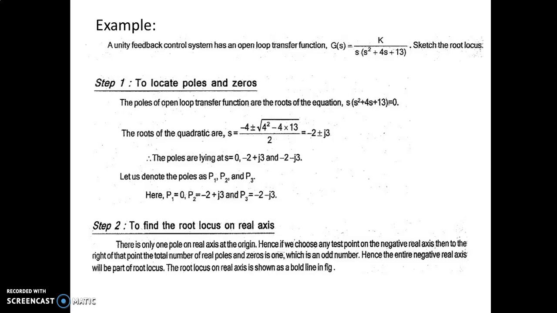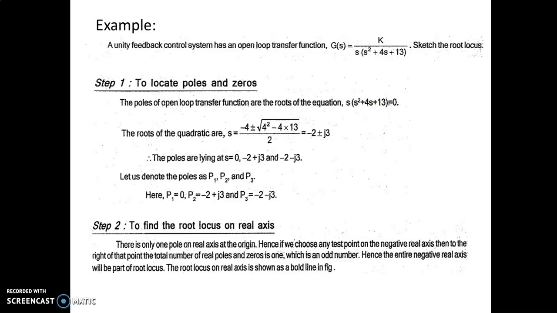A unity feedback control system has an open loop transfer function G(s) equal to K over s times (s square plus 4s plus 30). Sketch the root locus. Here, the objective is only to sketch the root locus. The root locus is always symmetrical about an axis, that is the real axis. So at the end also you can write that. It is not a problem.